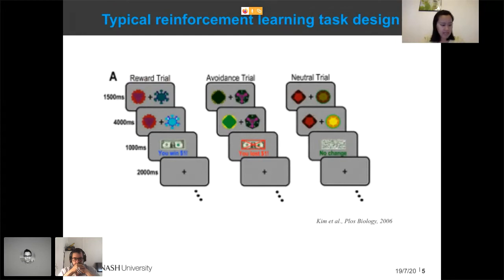The typical reinforcement learning task from the team study is designed to investigate the reward avoidance-based decision process. The task consists of reward, avoidance, and neutral conditions. In each condition, a pair of fractals is displayed for the participant to choose, and one fractal will have a high probability of getting a monetary reward or loss, and the other will have none. This probability difference lets the participants learn which one has a high probability of getting a reward, and try to win as much money or avoid losing money. I will later give a detailed introduction of this task.